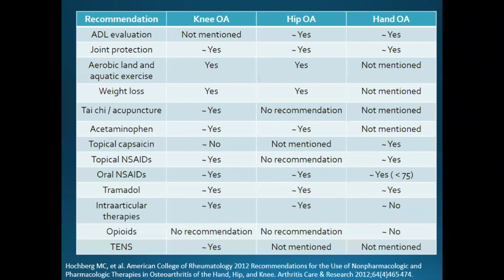As new OA guidelines come out, and there's OARSI and ACR, and a million different guidelines, what I'm finding is that every time we get a new one, it seems like they're moving topical NSAIDs higher and higher up in their recommendation level. So I think that's really where things are going to be going, especially for the more superficial OA. Hip OA is probably not going to respond really well to topical NSAID therapy.